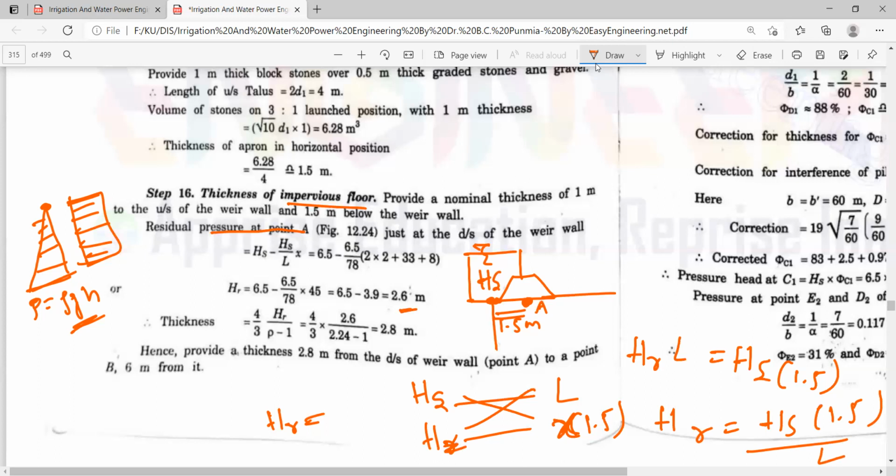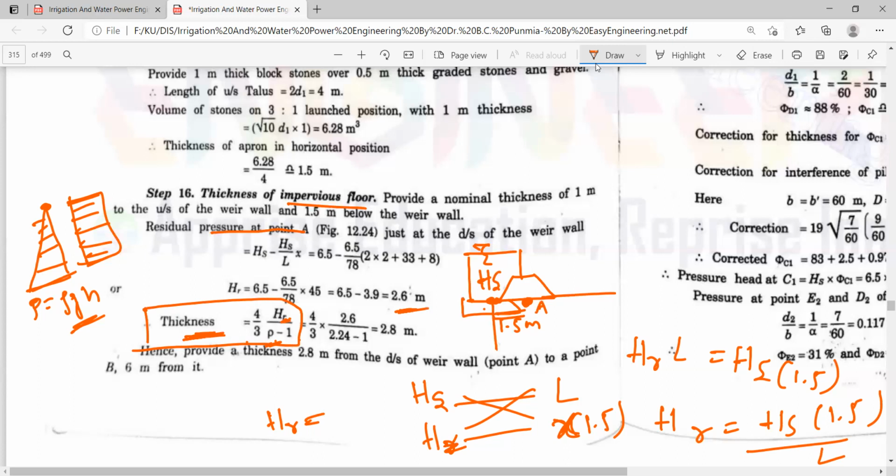After calculation of the residual head, we can calculate the thickness. The thickness of the floor, or impervious apron, will be equal to 4/3 HR divided by rho minus 1, where rho depends on the density of the material, concrete or any other. HR is the residual head, which can be calculated from the linear interpolation technique.